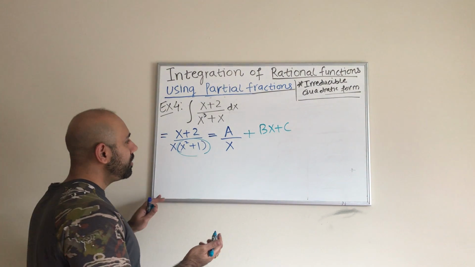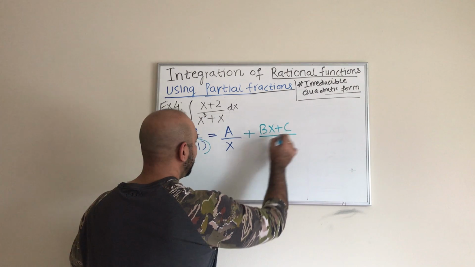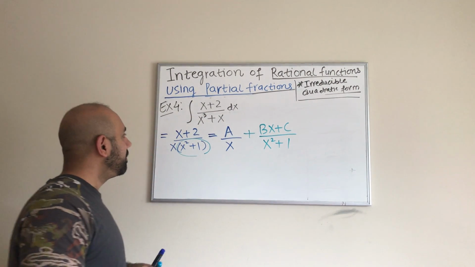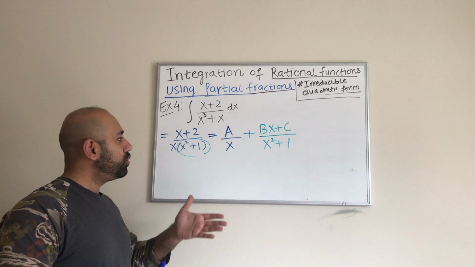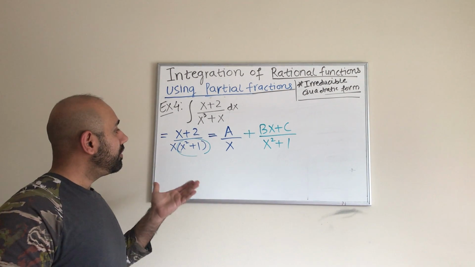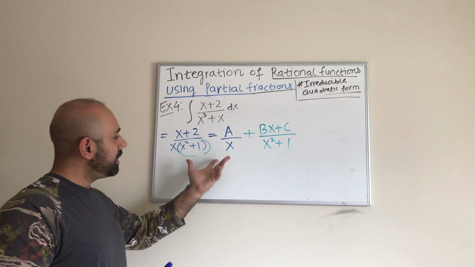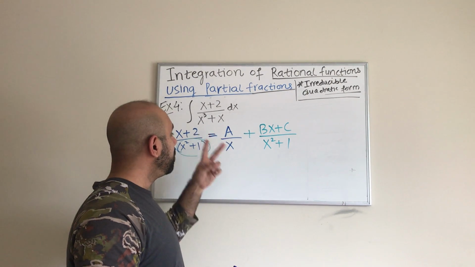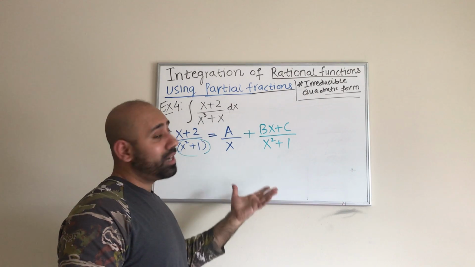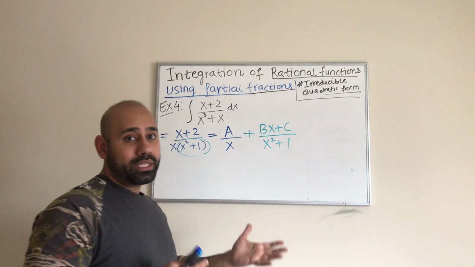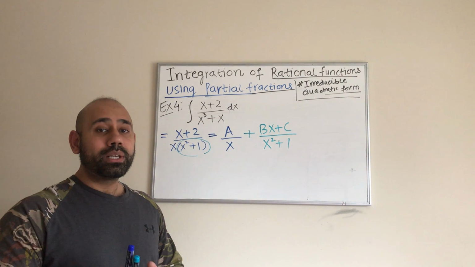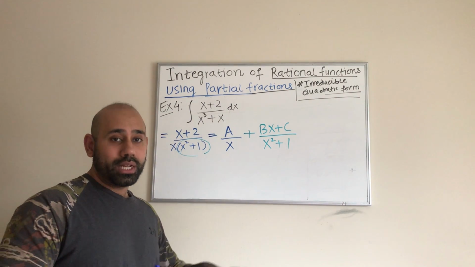I'm going to use B and C, and then I divide this by just x squared plus 1. That is the first basic step of breaking this into two pieces. We still broke it into two partial fractions, but now one has to figure out not just two constants, but three constants. That is something special or different for type 3, where we have an irreducible quadratic form in the denominator compared to the other ones.